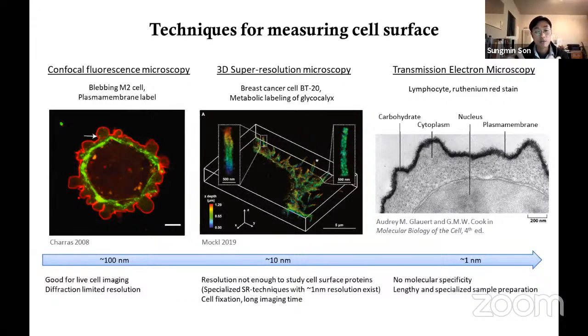And most of the time these imaging techniques need the cells to be fixed, and the imaging time is very long. For the resolution that is necessary for studying cell surface proteins, EM, electron microscopy, is a very good technique, although it lacks molecular specificity. So while we can resolve these nanometer structures on the surface of cells, we might not know what the nanometer structure is actually from. And again, the preparation for EM microscopy is very lengthy, and it's sample specific.